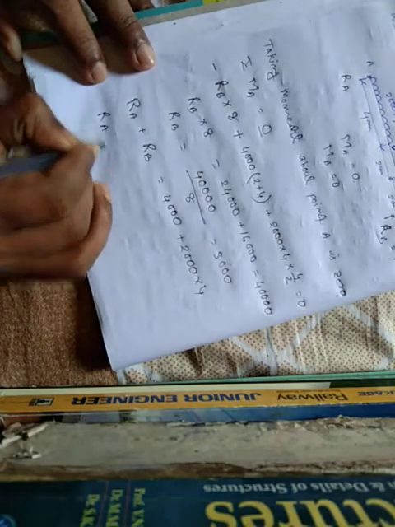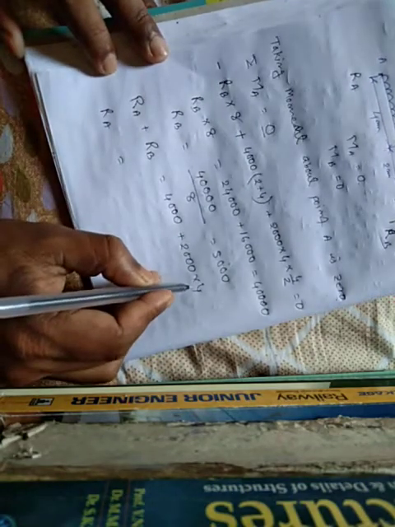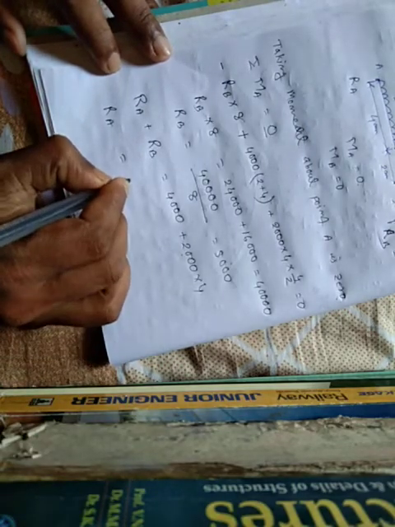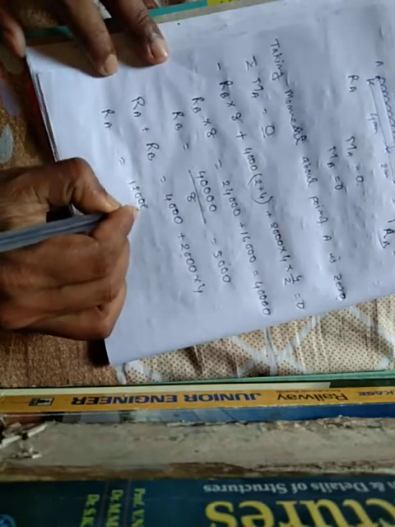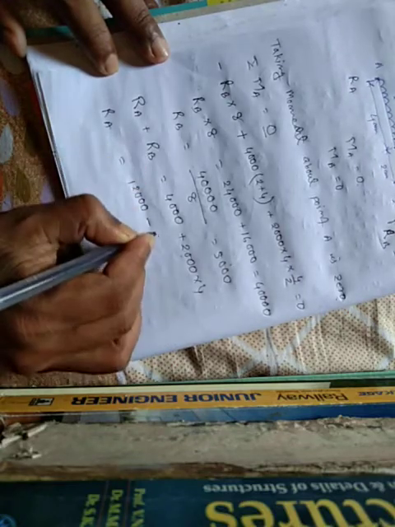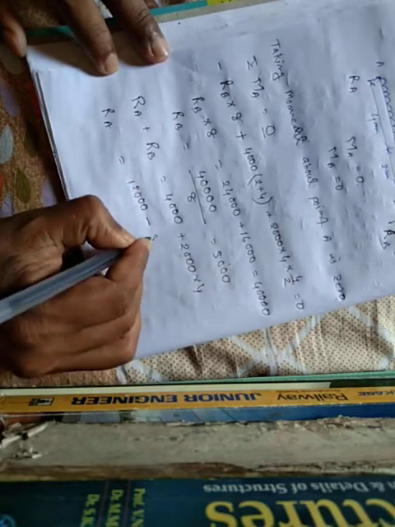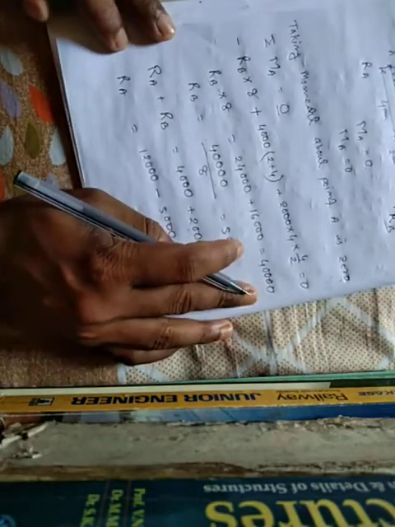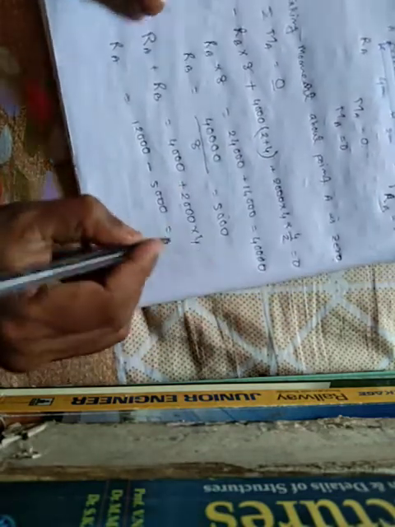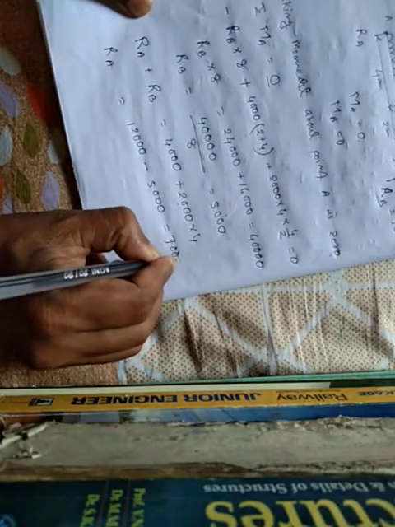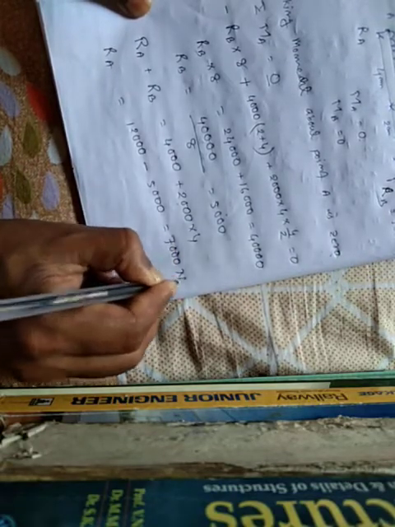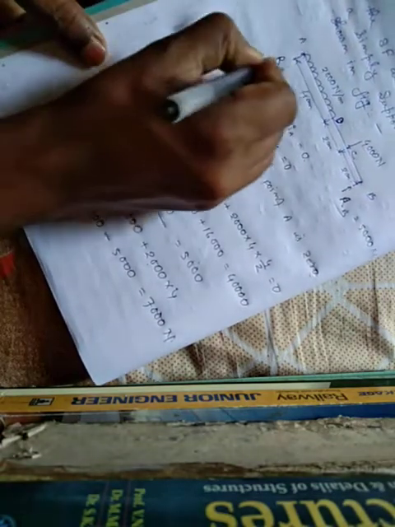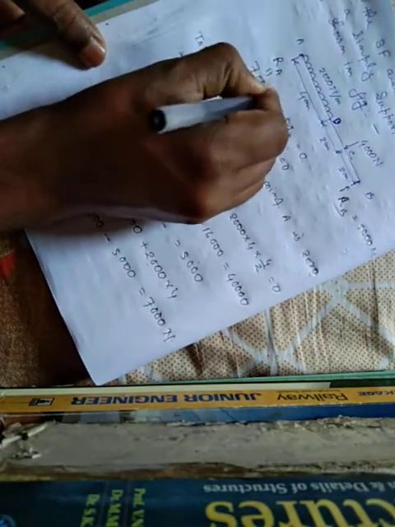RA is equals to, this is 8,000, 8 into 8 plus 4, 12,000. 12,000 minus RB. RB is equals to 5,000, which is equals to 7,000. 7,000 Newton. It is also upward direction. So RA is equals to 7,000 Newton.